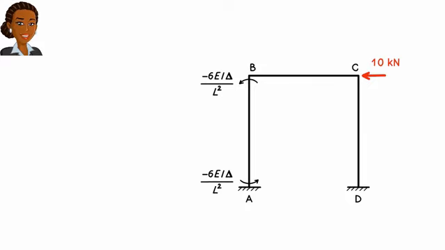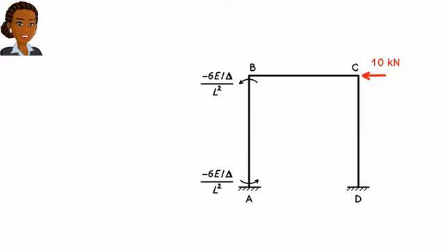But we still have a problem. We don't have a numeric value for delta. We cannot have delta's value until we analyze the frame and determine its support reactions. But to analyze the frame, we need to know delta. To resolve this circular roadblock, we are going to use the guess and check technique.